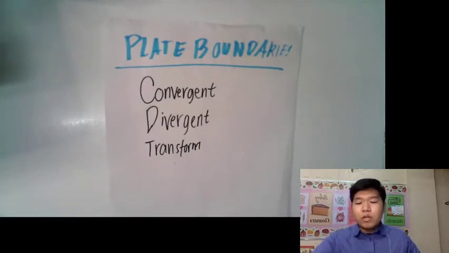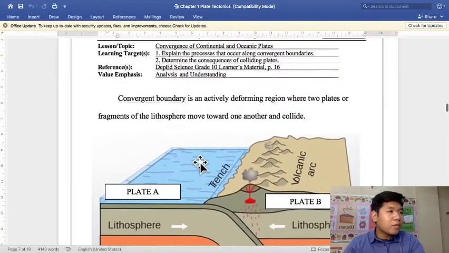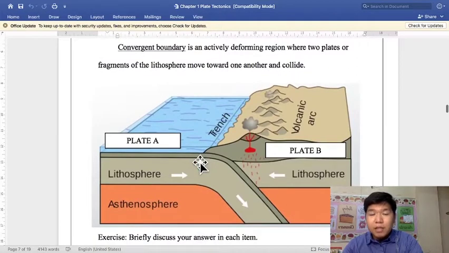Now, for this video, we are going to be talking about convergent boundaries. But we are going to be taking an even more specific type of convergent boundary, and that is the convergence of a continental and oceanic plate boundary. This here is a convergent boundary, an actively deforming region where two plates, fragments of the lithosphere, move toward one another and collide.